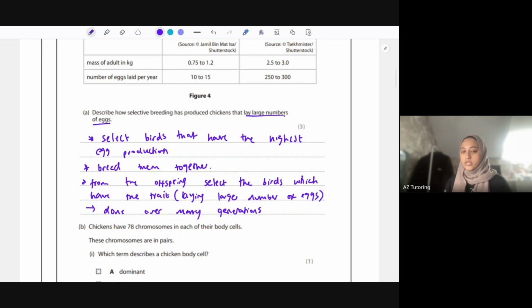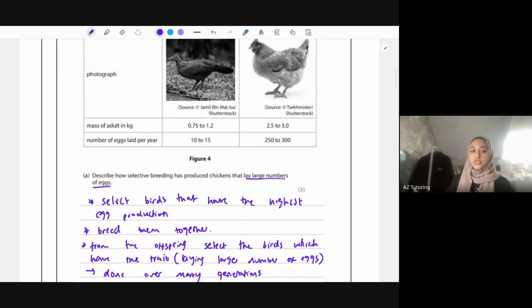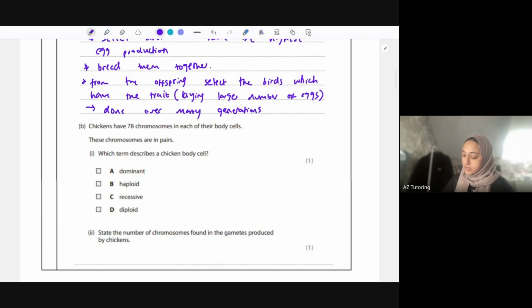Selective breeding questions are always a similar format. Just always make sure you apply it to the question, what they're asking for. If you didn't apply it to the concept of large number of eggs, you would have lost the mark, because you have to give it in terms of context.